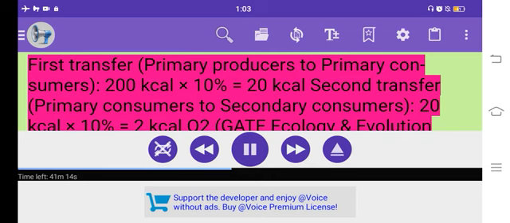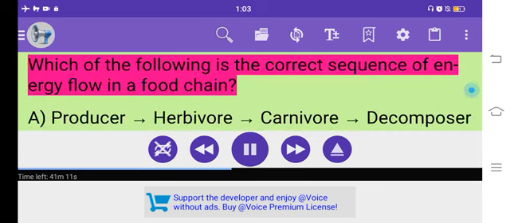First transfer, primary producers to primary consumers, 200 kilocalories times 10% equals 20 kilocalories. Second transfer, primary consumers to secondary consumers, 20 kilocalories times 10% equals 2 kcal. Q2, GATE Ecology and Evolution 2018. Which of the following is the correct sequence of energy flow in a food chain?